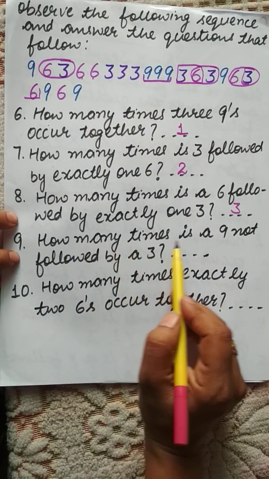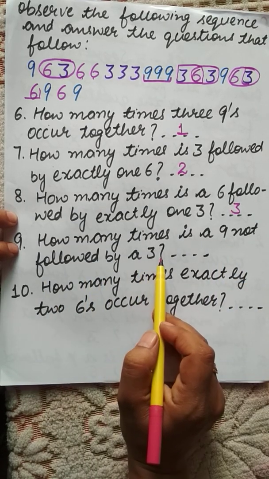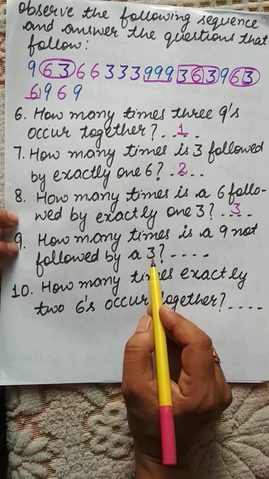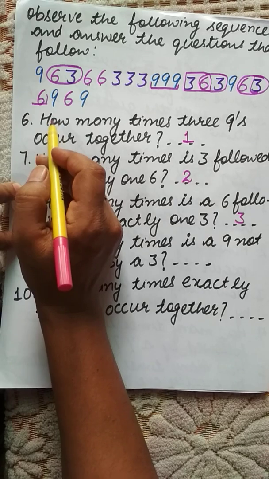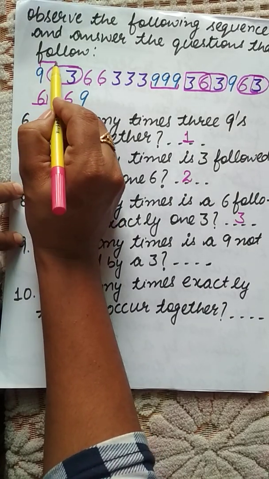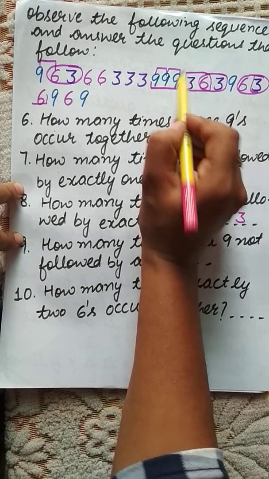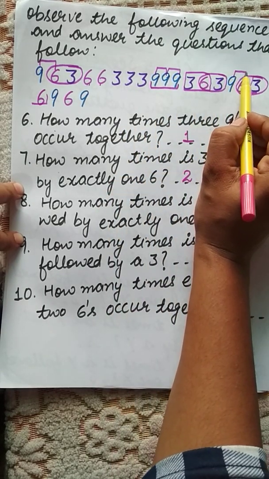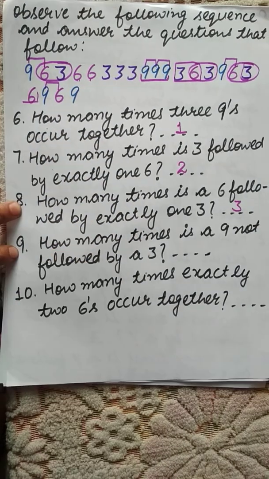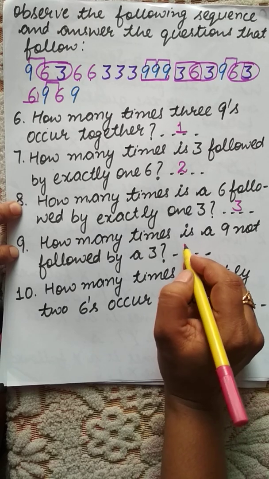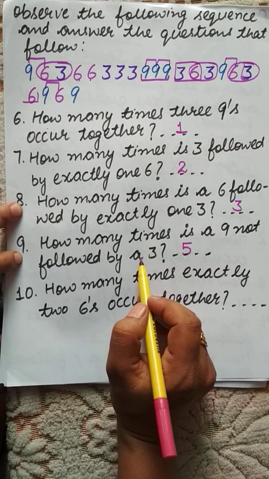How many times is 9 not followed by 3? This question is where 9 is not followed by 3. You can see from the sequence that this is the first option, second option, third option, fourth option, and the fifth option. So the right answer is 5, where 9 is not followed by 3.